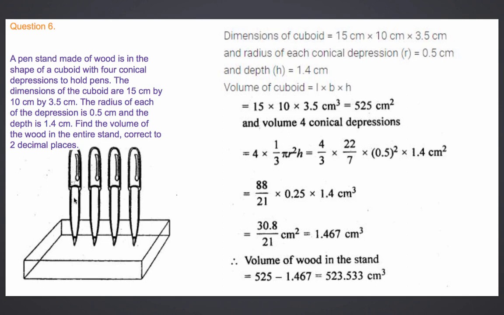Whatever is taken out from the whole cuboid, which has the given length, breadth, and height, is these conical depressions. This much wood is taken out. So what is the remaining wood? We will subtract from the volume of the cuboid the volume of the 4 conical depressions. For one cone I'll calculate it and multiply it by 4, because the radius and height remain the same for each conical depression. So let's start with the solution. Is the question clear to you all?